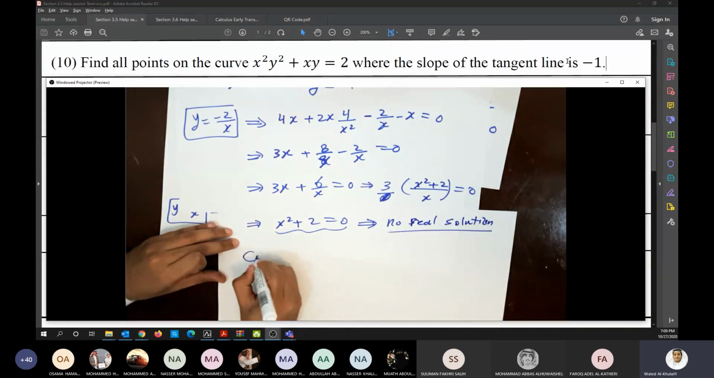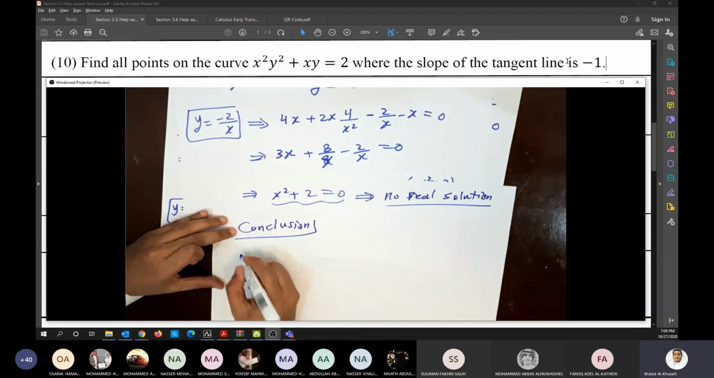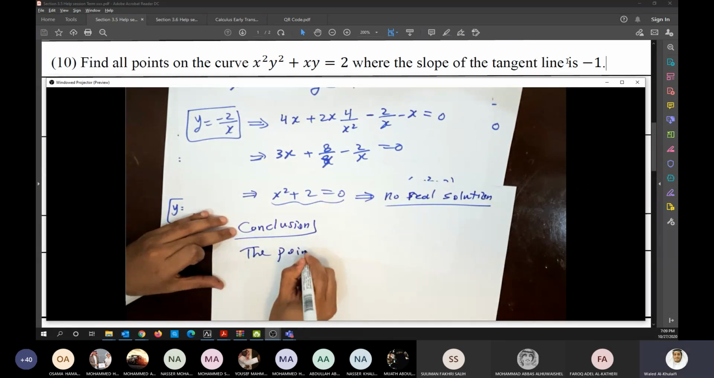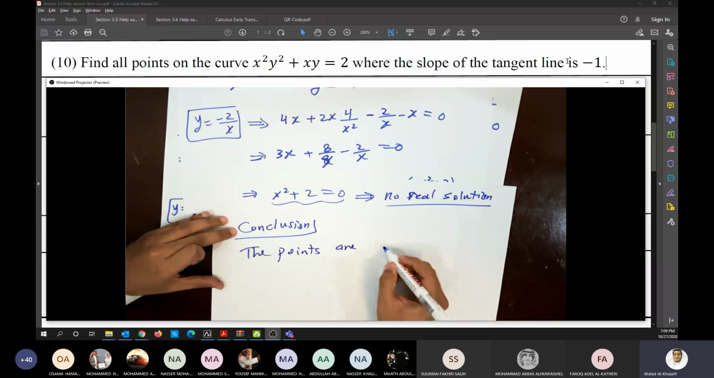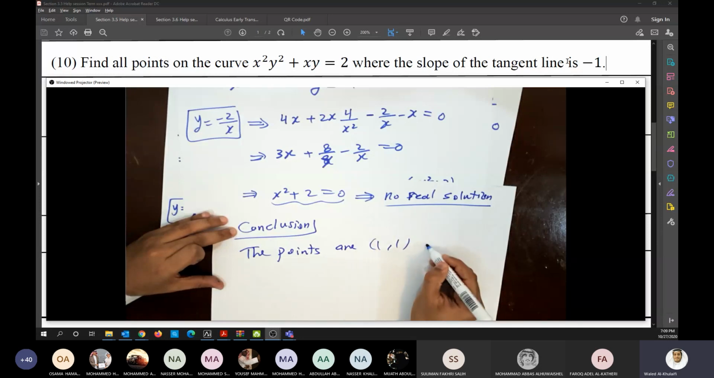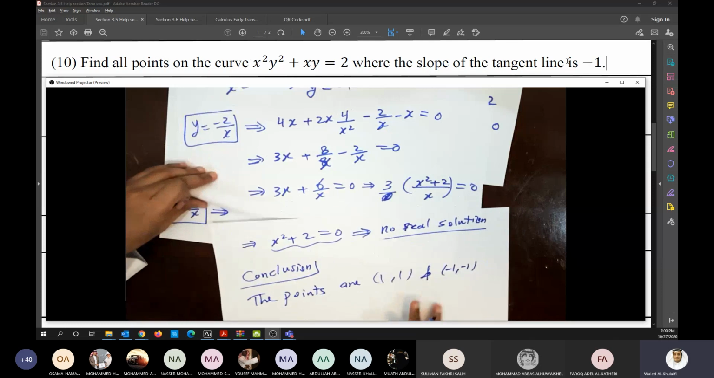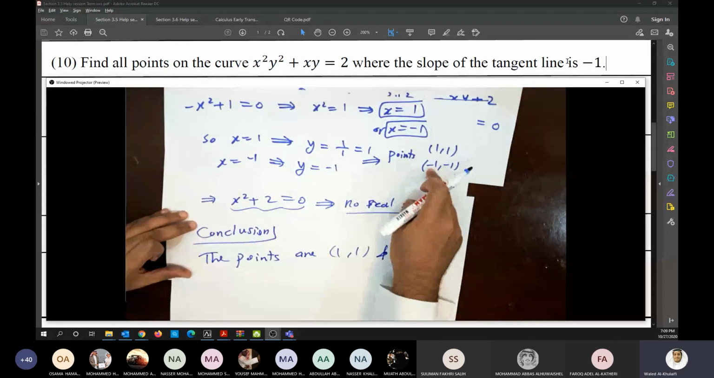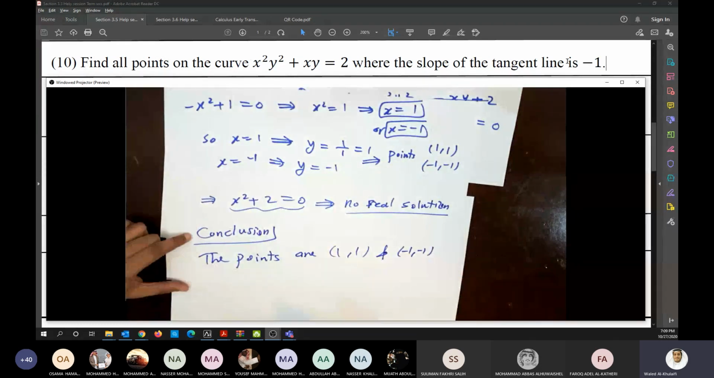So the conclusion: the points are (1, 1) and (-1, -1). These are the ones that came from before. Okay.